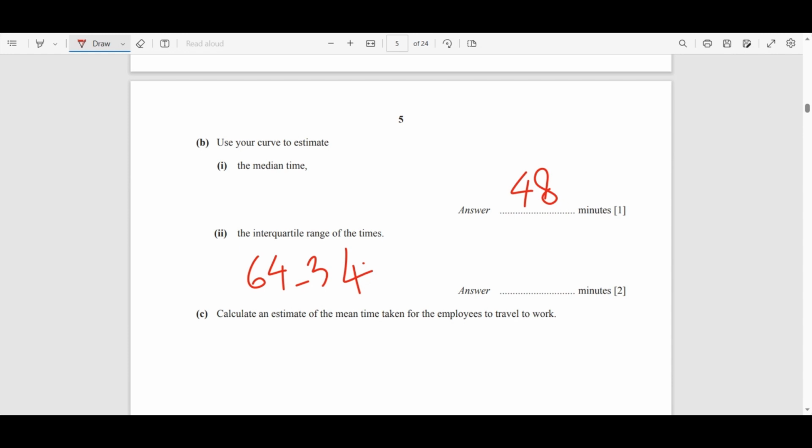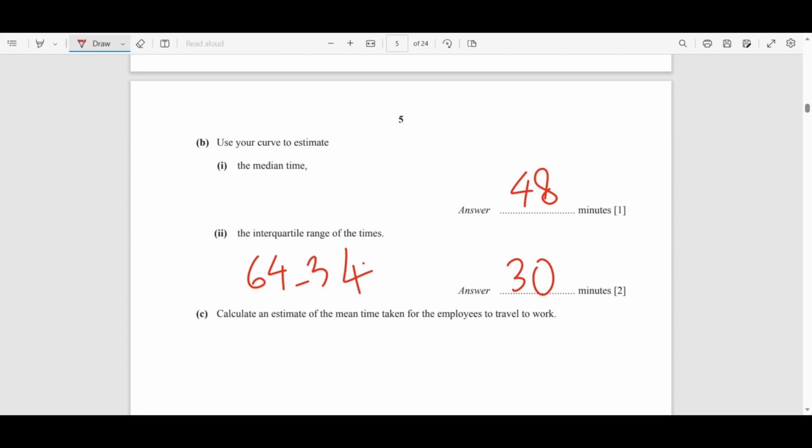Gives us 30, and we're good to go because the actual range given here is 28 to 32. So we're in quite a good region. And there are basically 2 points, one for 64, one for 34, right? So one for 64 or 34, correct, and the other mark is for subtracting and getting the correct answer. So 64 is quite in the region because it says B1 for 63 to 65. So 64 is quite in a good region.